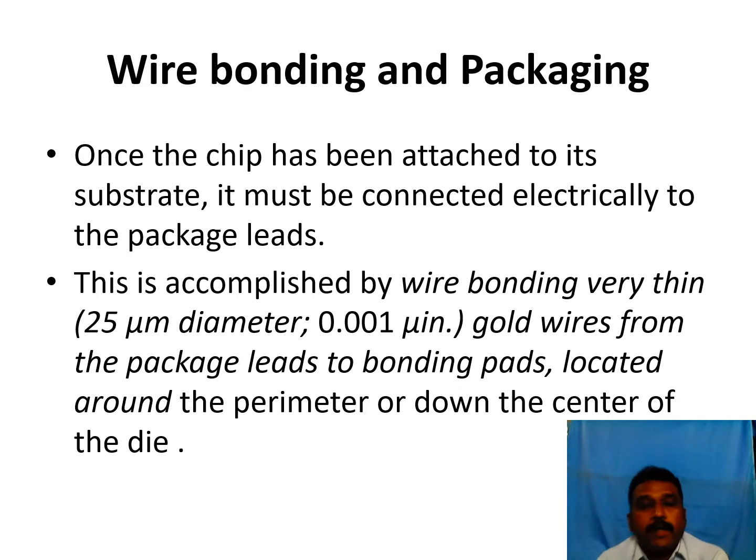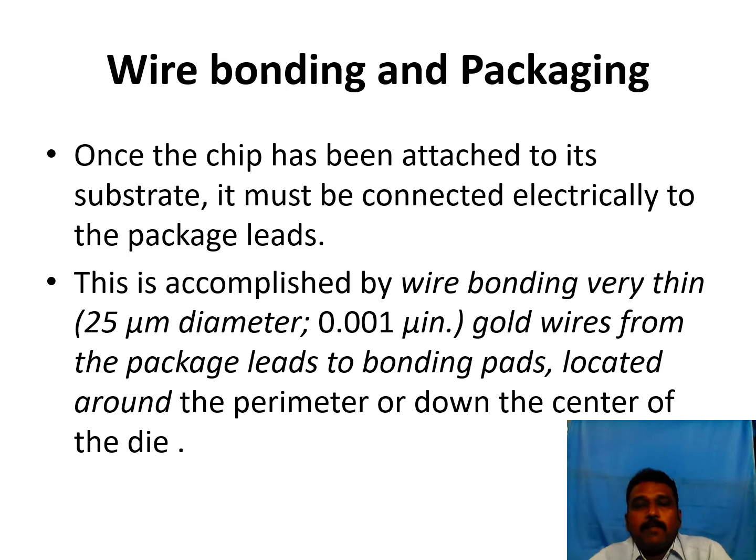And then wire bonding and packaging. This is the next step, after the making of the ICs. After the wafers were made and oxide layers were created to get the required device shape, it should be bonded to wires to carry the electric current. Once the chip has been attached to the substrate, it must be connected electrically to the package leads. Then only the integrated circuit or any sensor will work. So for that we need bonding of the chip to the electrical connections.